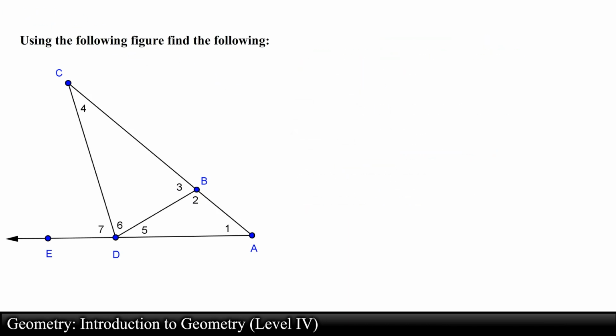Alright, let's try the final example. Name all the angles that have D as the vertex. Alright, let's take a look at point D. Right off the bat, it seems that there are 3 angles that contain point D as the vertex.